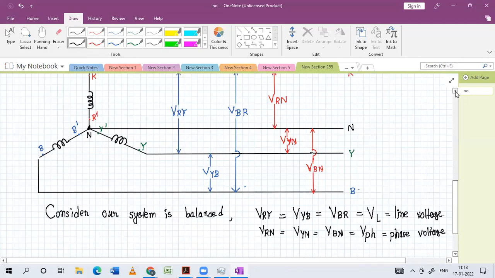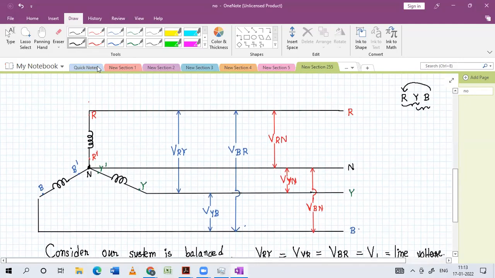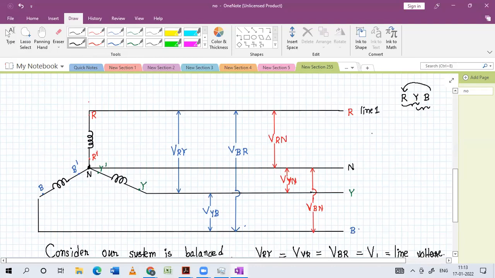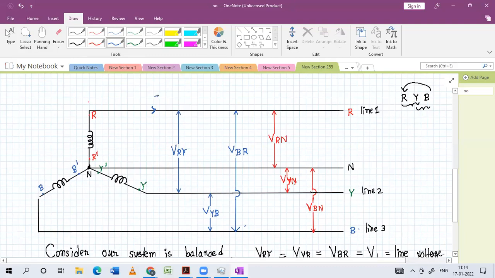Now we will draw the line current. So which is the line current? See, that is our line number 1, R. Y is our line number 2, and B is our line number 3. Yes or no? So the current passing here, I will give it a name: it is the line current IL1, because it is passing through line number 1.